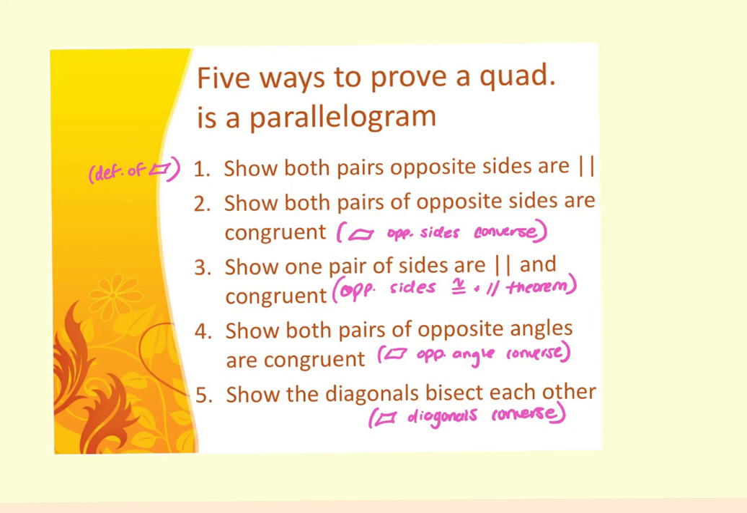Oh, no. Just kidding. That one is not a converse. If it's one pair of opposite sides parallel and congruent, then it's just the original one. The fourth one says show both pairs of opposite angles are congruent. That's the converse. And the fifth one, both diagonals bisect each other. That's also the converse. But again, if the names are what's throwing you off, just know what it says.